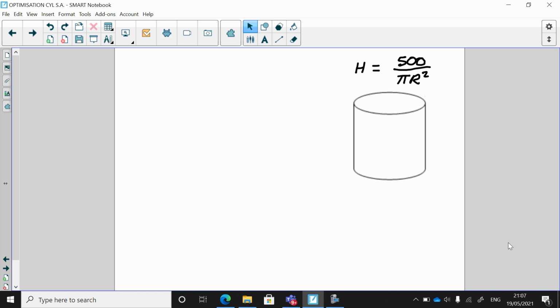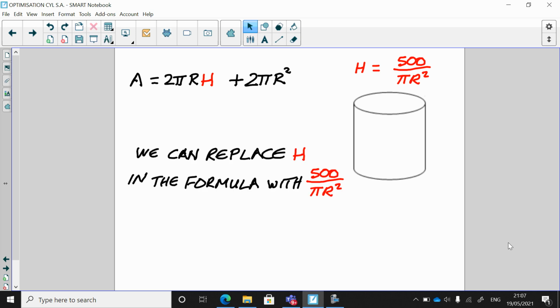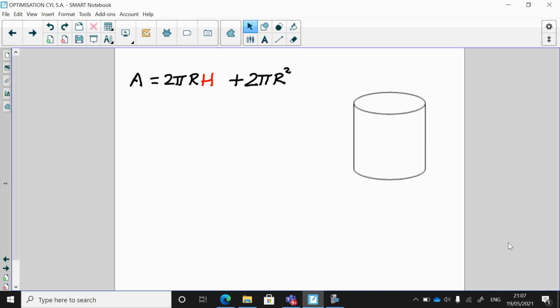Okay, just shove h up to the side there and bring back the formula for area. 2 pi r h plus 2 pi r squared. We know what h is. Let's replace h in the formula by 500 over pi r squared. That's exactly what we're going to do now. Keep an eye on this. h is going to disappear and 500 over pi r squared is going to be inserted in its position. Okay, put it in.